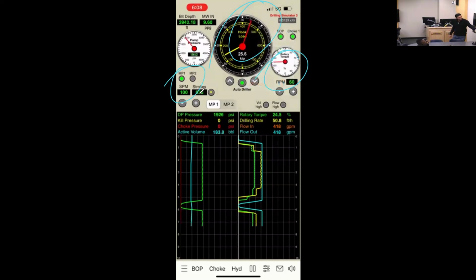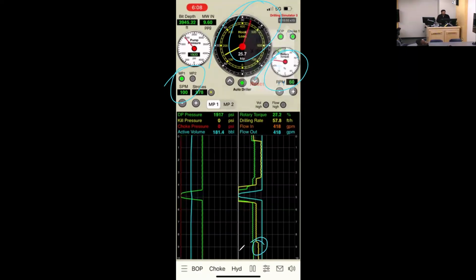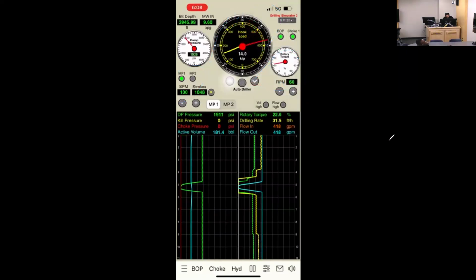So look at the ROP. Look at the ROP now. It goes. And now I got a little bit of an increase, which is fine. I stop again. Do you think I have a kick? I don't think so, because my mud in is equal to the mud out, right? Yes. So everything looks okay. My active pit volume is still normal.